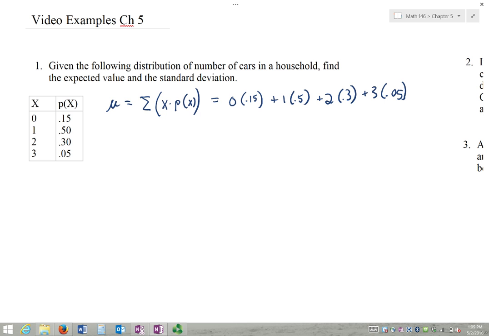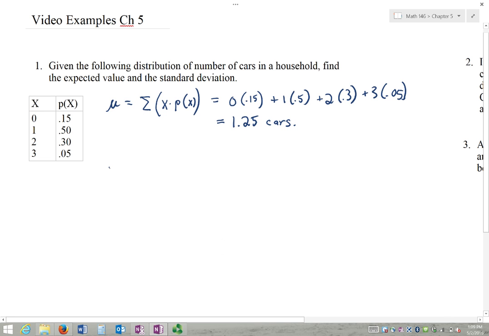Of course, the 0 times 0.15 is going to be 0. We can add that up and get 1.25 as the mean. So on average, a household will have 1.25 cars. A household can't have exactly 1.25 cars, but again, this is an average.